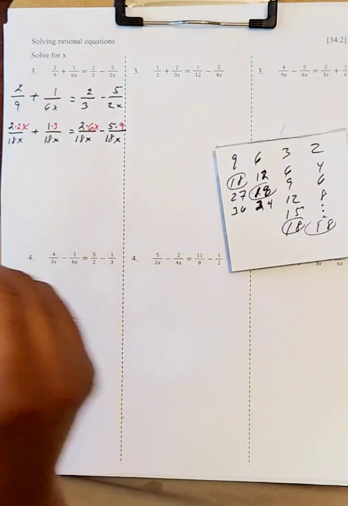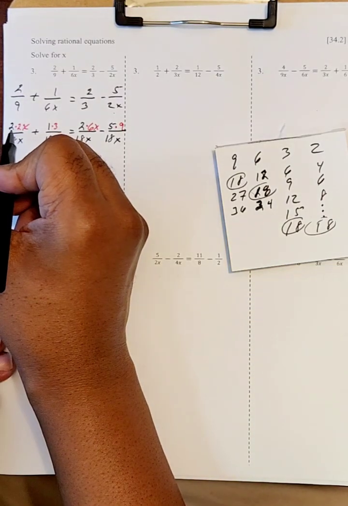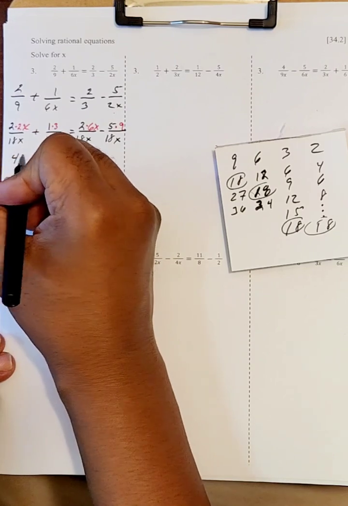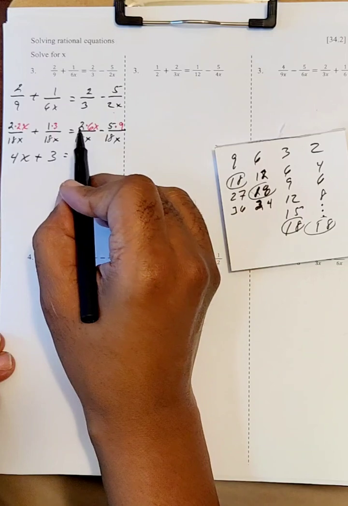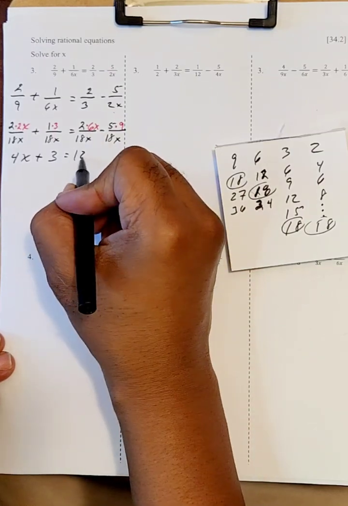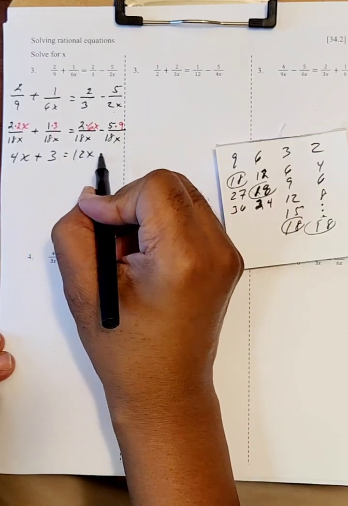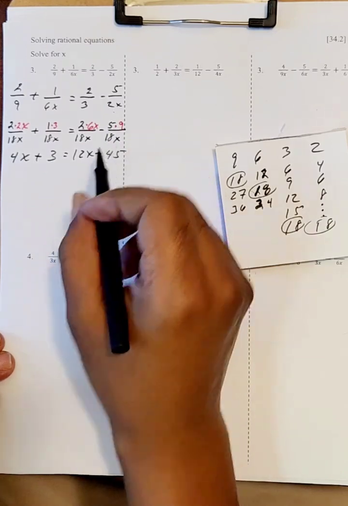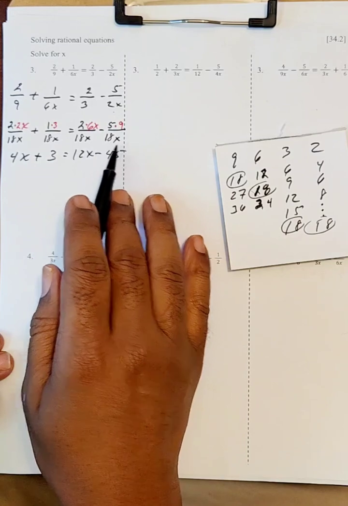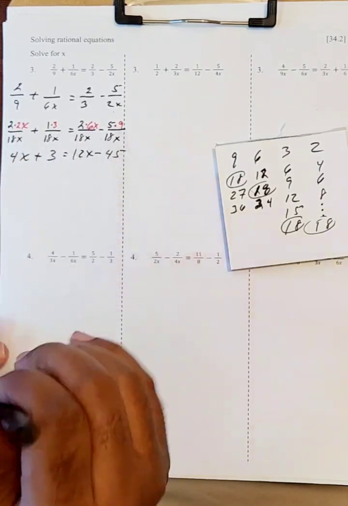Now let's go gather our numerators. The 2 times 2x will be a 4x, plus 1 times 3 will be a 3. 2 times 6x will be a 12x, and minus 5 times 9 is going to be a 45. And we don't have to write our denominators since they're all common. We just need our numerators.